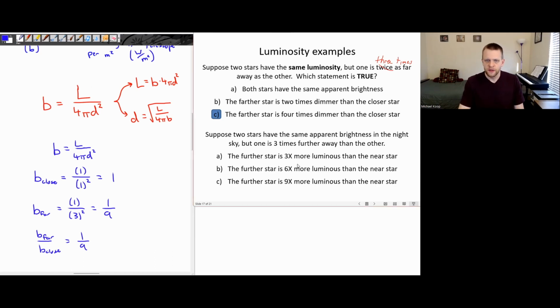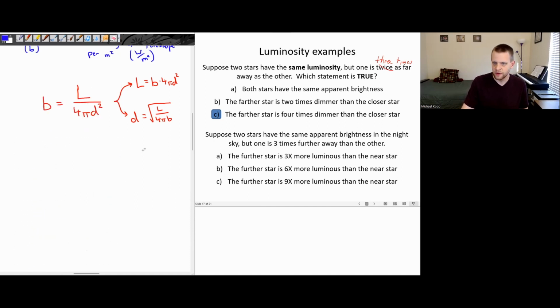Okay, let's look at another example. Suppose 2 stars have the same apparent brightness on the night sky, but one is 3 times further away than the other one. And I want to know how their luminosities compare. So in this case, again, pause the video and give this one a try. Okay, so in this case, we're being asked to compare the luminosity. We're going to want this luminosity version.